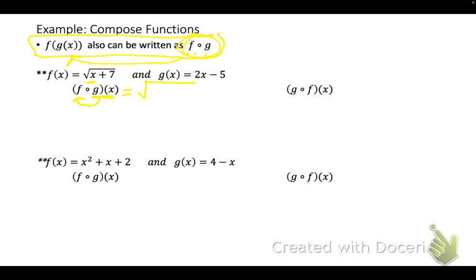It says f composed of g of x, so g of x is going into f. So what is x? 2x minus 5. So I have 2x minus 5 plus 7. Combine. So 2x plus 2. And you're done. That's it.